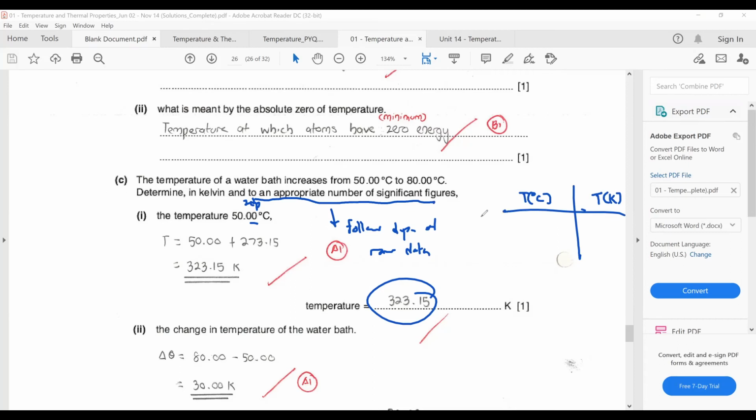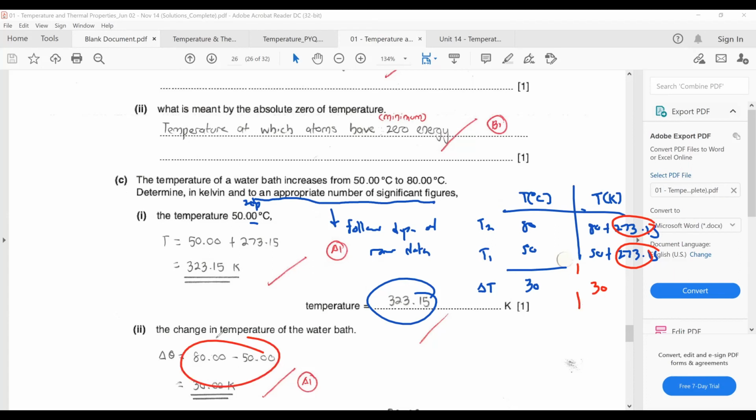if I tell you T2, T1, this one is at 80, this one is at 50. The change in temperature would just be 80 minus 50, giving you 30. If this one changes to Kelvin, it will be 80 plus 273.15. This one will be 50 plus 273.15. If I take the difference in temperature, this minus this, all this will cancel off, so you still get 30. That's the reason why this one is just like that.